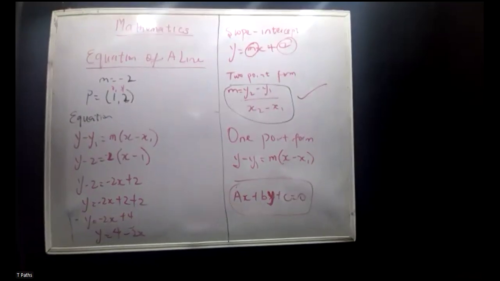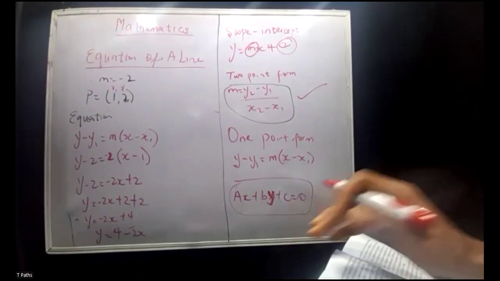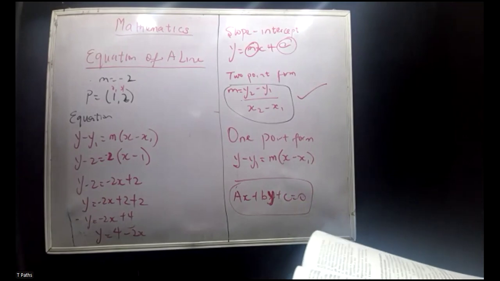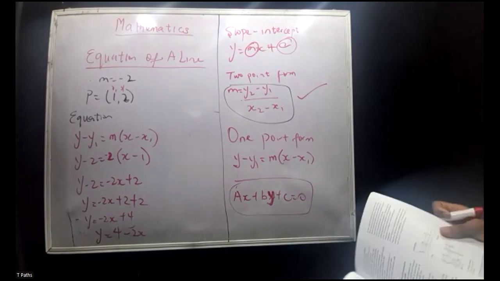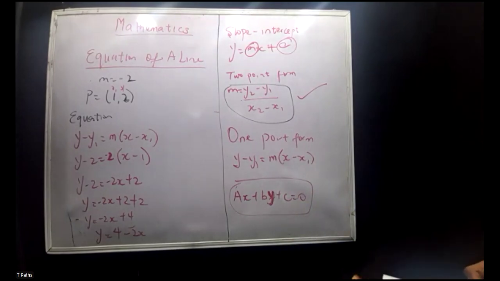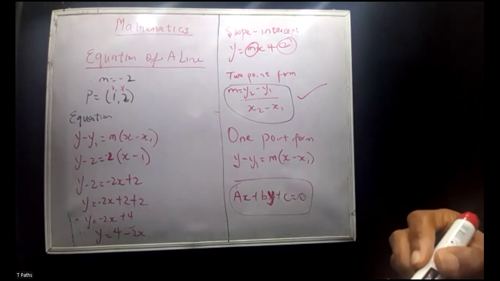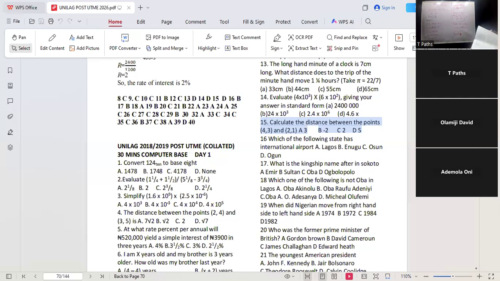Next example, page 70, question 15. So this question says, calculate the distance between the points 4, 3 and 2, 1.